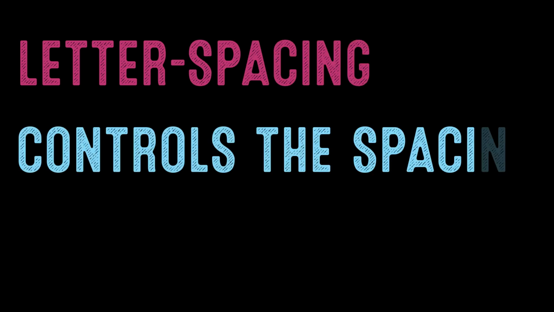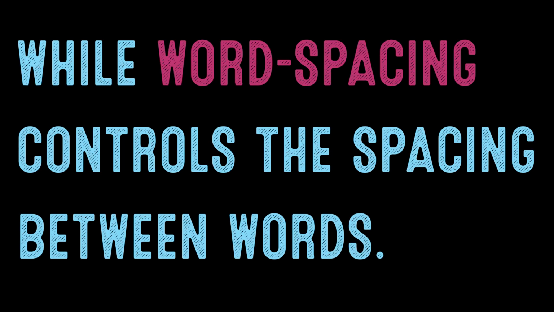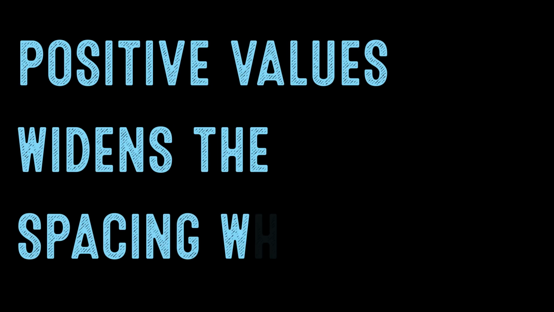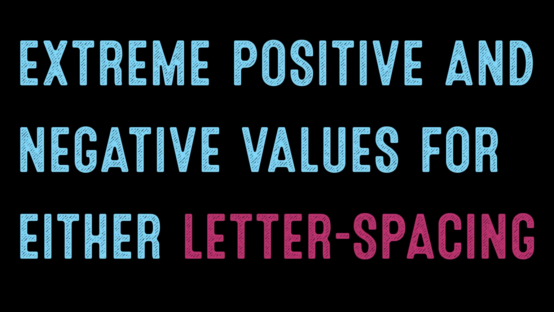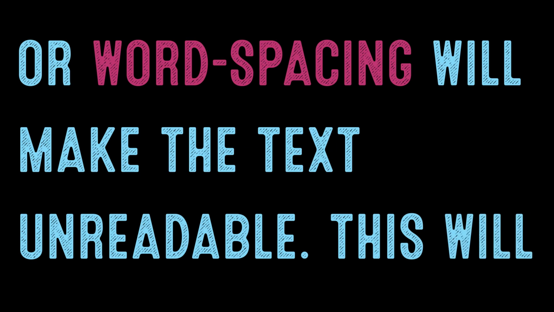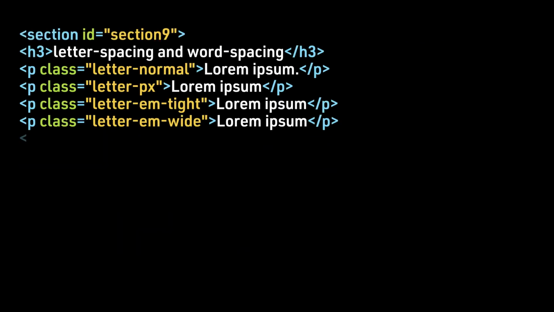Letter spacing controls the spacing between letters, while word spacing controls the spacing between words. Positive values widen the spacing, while negative values tighten the spacing. Extreme positive and negative values for either letter spacing or word spacing will make the text unreadable. This will affect accessibility. Here is our HTML.